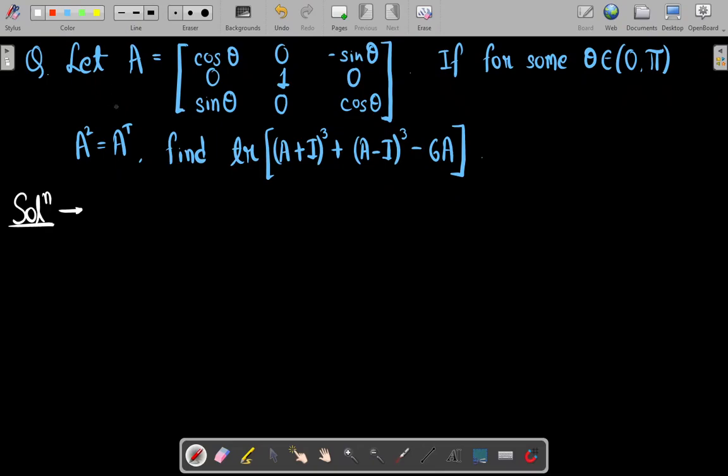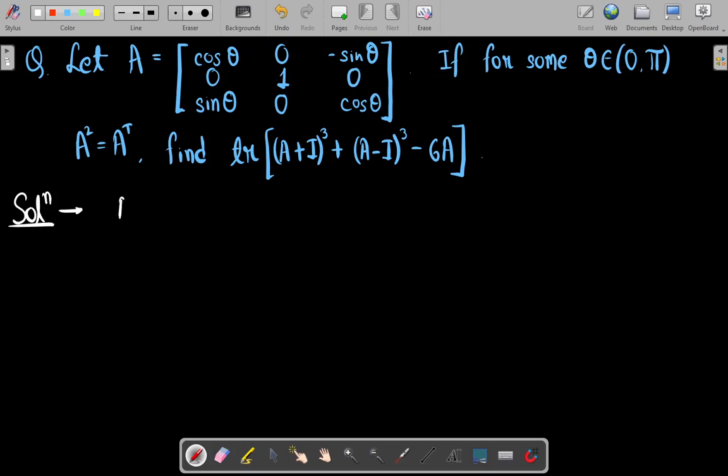Hello everyone. In this question, it is said that A is the matrix cos theta, 0, minus sin theta; 0, 1, 0; and sin theta, 0, cos theta, and for some theta which belongs to the open interval 0 to pi, we have A square equal to A transpose. Then we have to find the trace of the matrix (A plus I) whole cube plus (A minus I) whole cube minus 6A. Okay, so first of all, let us try to simplify this expression.